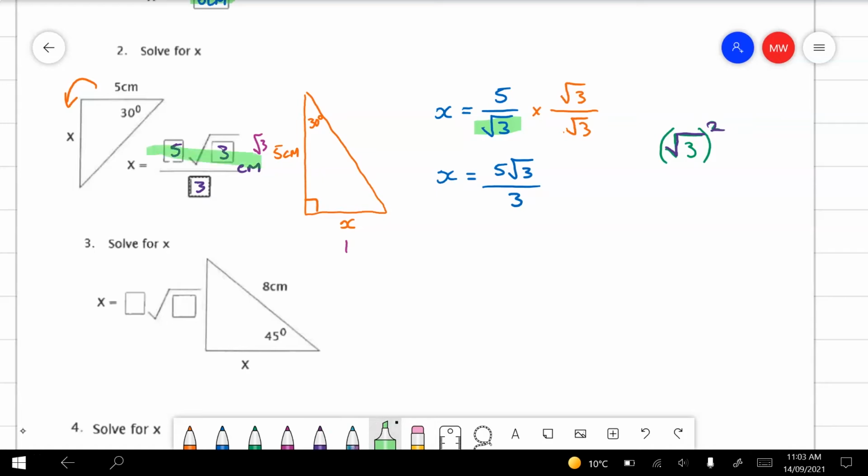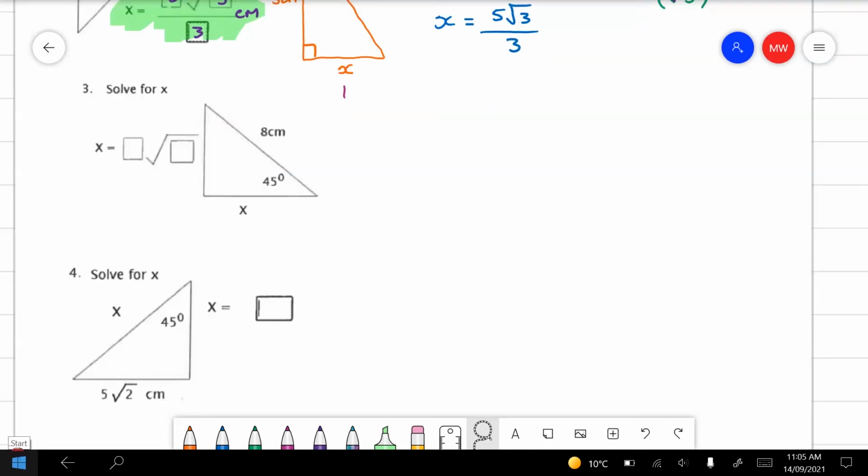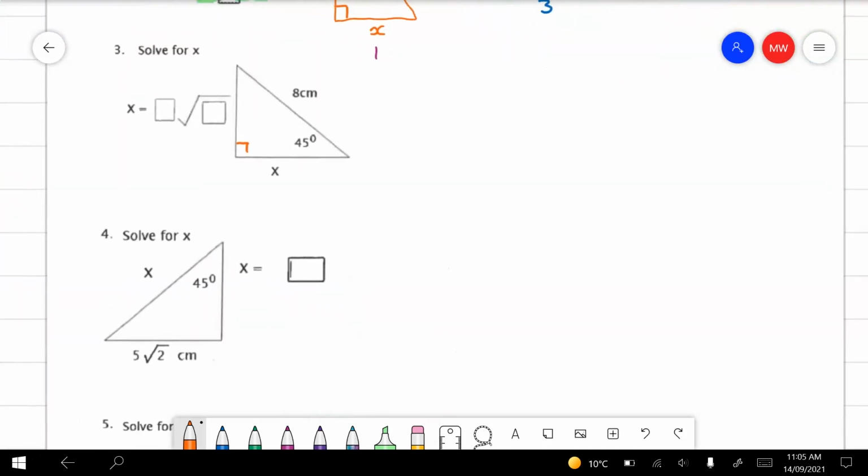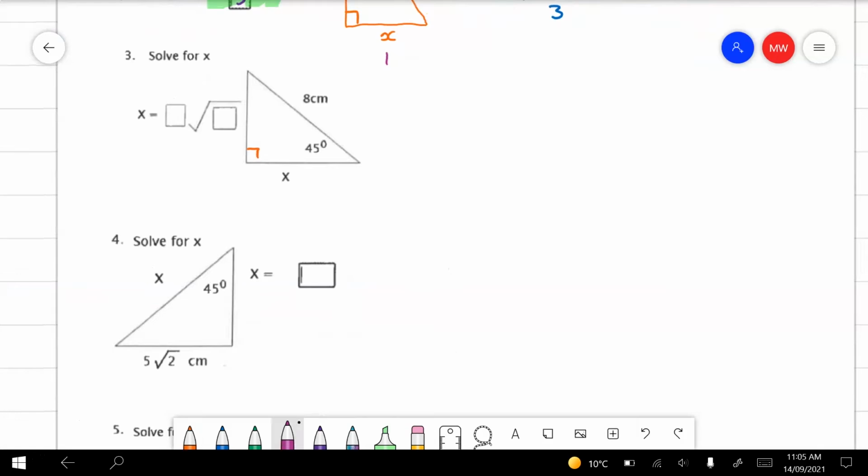Here's my answer here. Question 3 is a 45, 45, 90. So I don't need to redraw this one because it's in the same orientation as what we've seen over on the left. And so we've still got this one drawn over here. So this one, if we write in our ratios, we've got a ratio of 1 to root 2 this time.